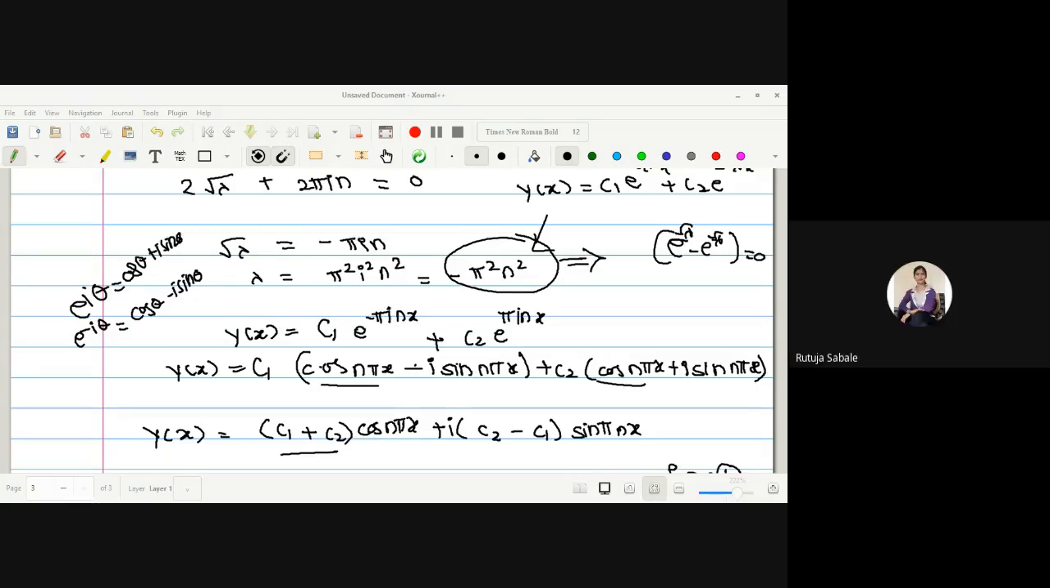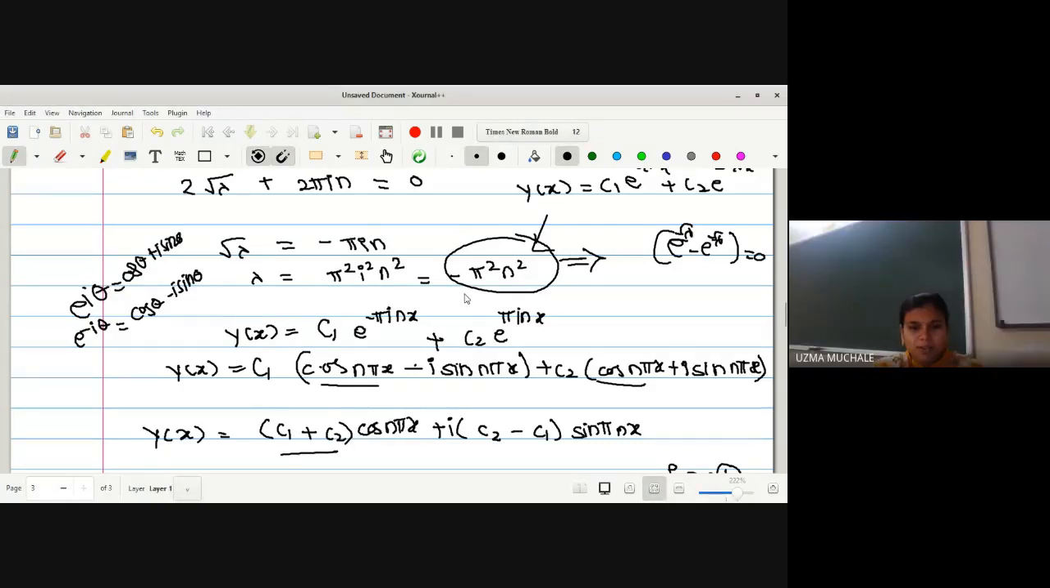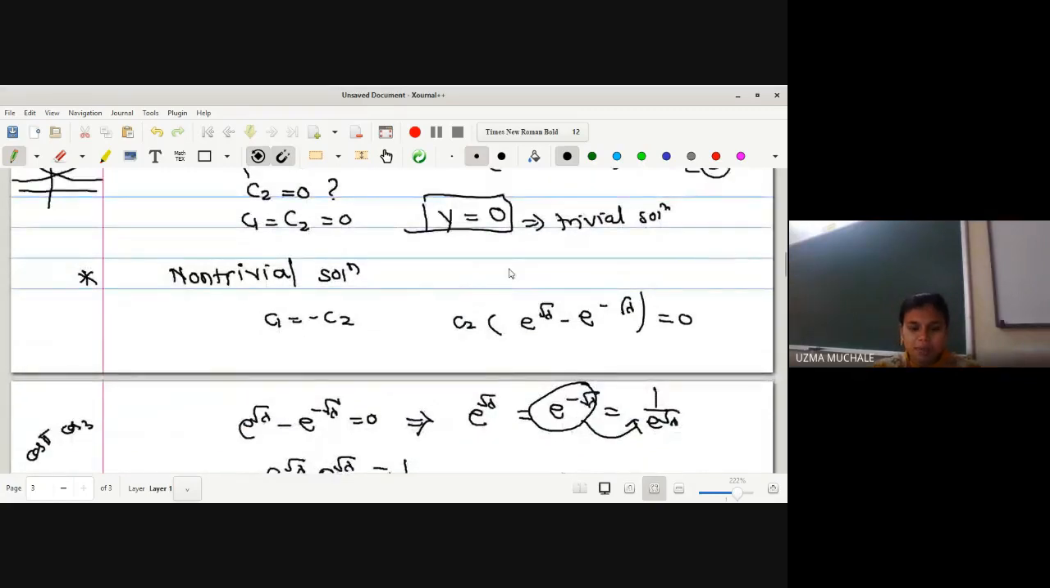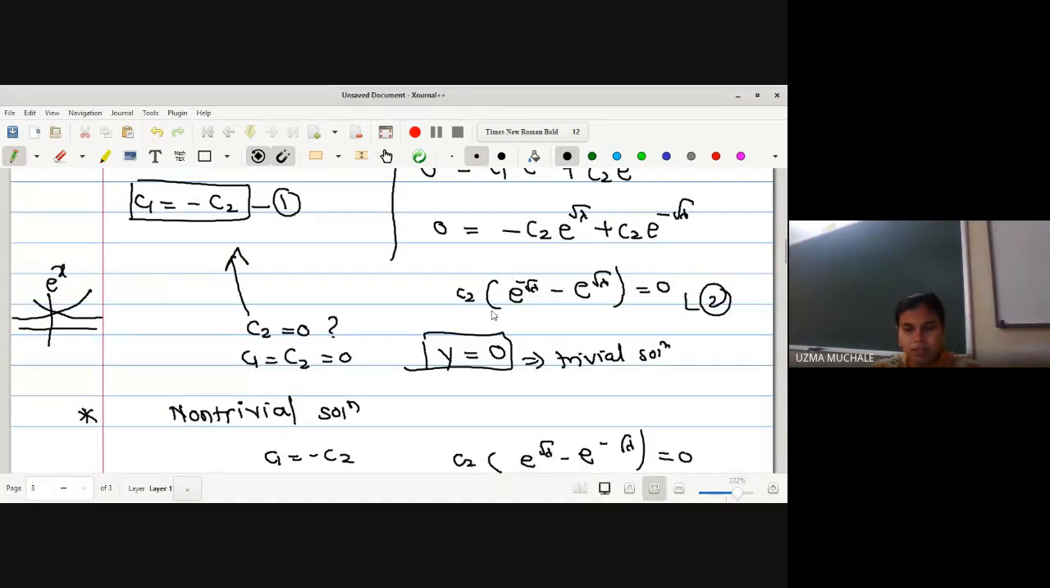Note, the assumption is correct because we want to discuss the cases. Here, in equation 2, we can have both possibilities: either C2 is 0 or the bracket is 0. No doubt the graph of e raised to x is non-zero. But what about the combination e raised to minus root lambda plus minus e raised to root lambda? We cannot say anything about this bracket, because it is not e raised to x.